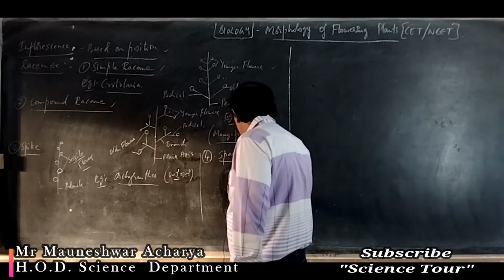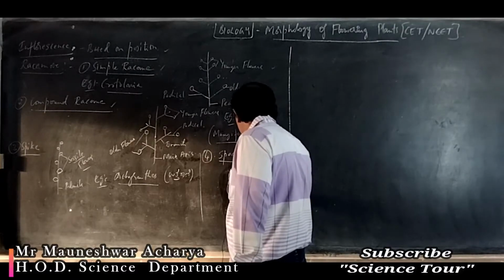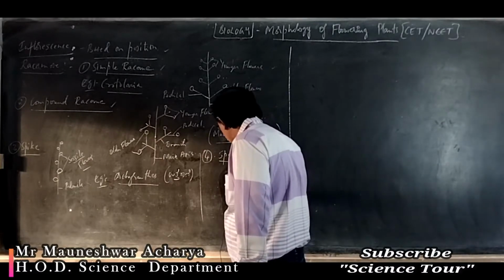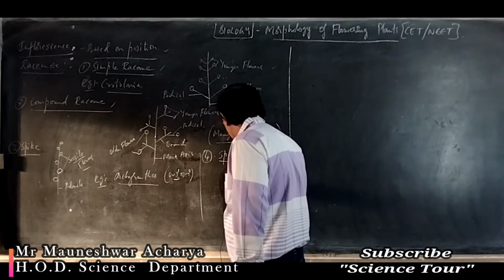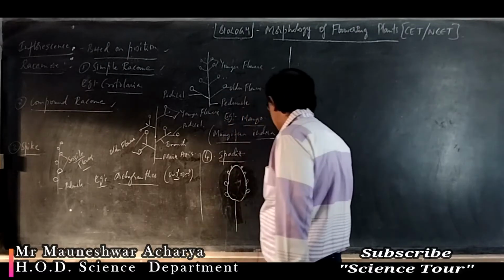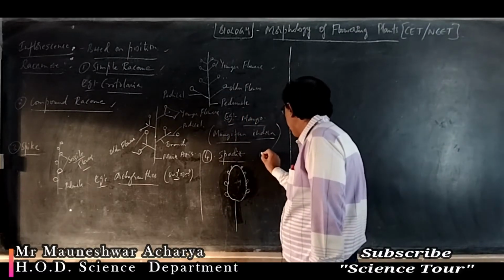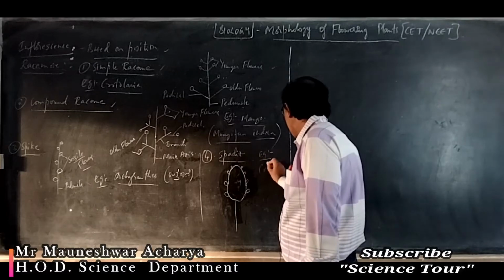Okay, and you can see there are flowers which don't have any pedicel or stalk, so they are called sessile flowers. So example for this is colocasia.